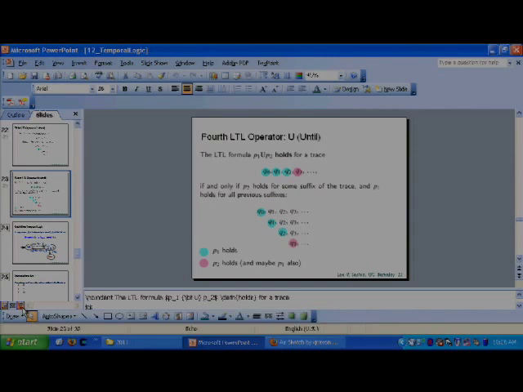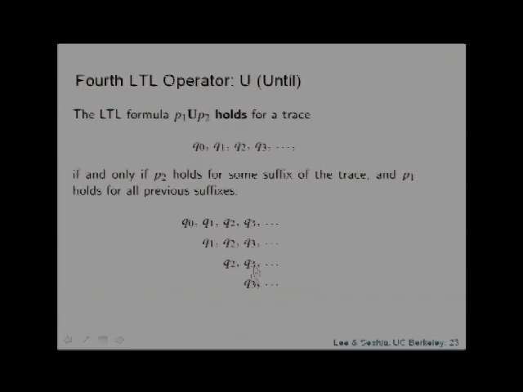P2 must hold for some suffix. So let's say it holds for this one starting at q3. And for all previous suffixes, p1 must hold, which means if p1 holds for this sequence, it holds in q0. If p1 holds for this sequence, it holds in q1. If p1 holds in this sequence, it holds in q2, right? So what we are saying really by this until operator is that for this trace, p2 should hold at some point, that's the pink state, and for all previous states, p1 must be true.